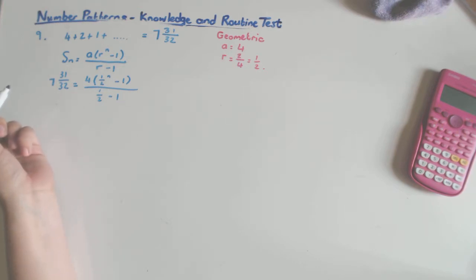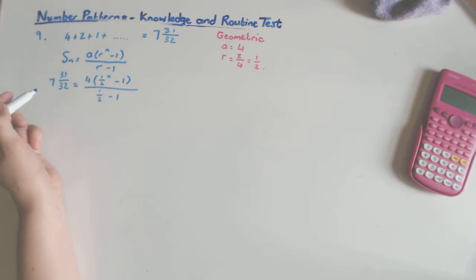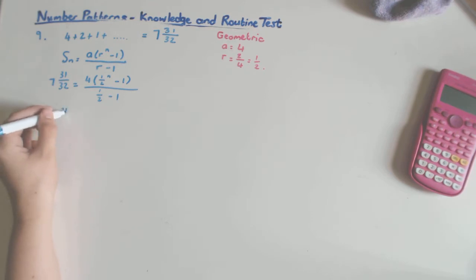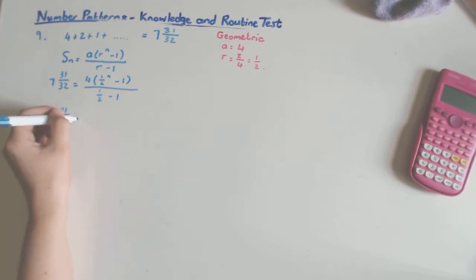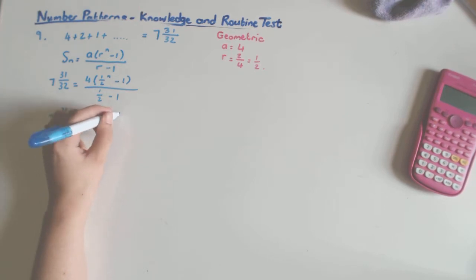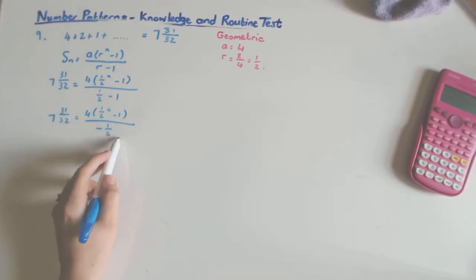Okay, so I'm going to try and solve this. I'm just going to simplify this a little bit first. A half minus 1 is minus a half. So I've got 7 and 31 over 32 is equal to 4, a half to the power of n minus 1 over minus a half. And then I want to get rid of this.